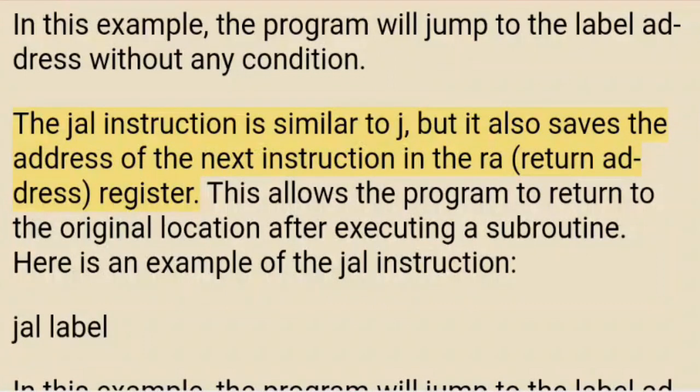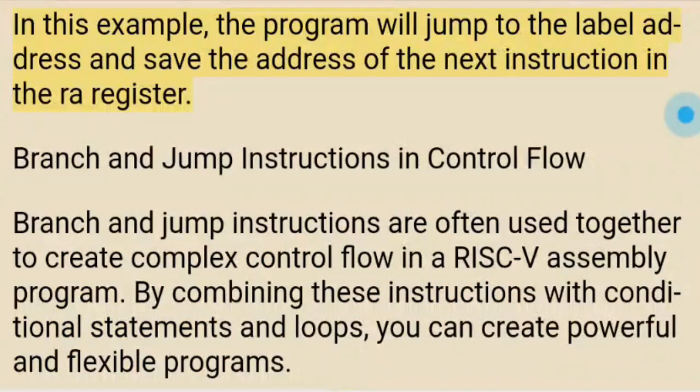The JAL instruction is similar to J, but it also saves the address of the next instruction in the ra return address register. This allows the program to return to the original location after executing a subroutine. Here is an example of the JAL instruction. JAL label. In this example, the program will jump to the label address and save the address of the next instruction in the ra register.